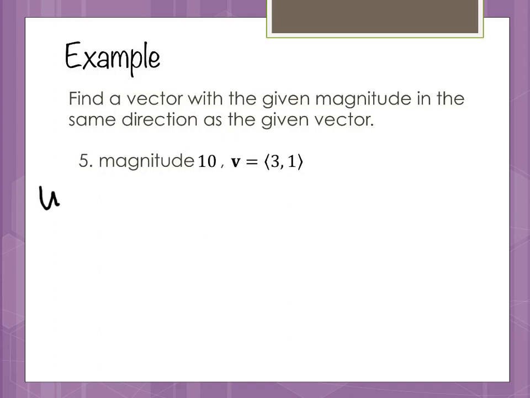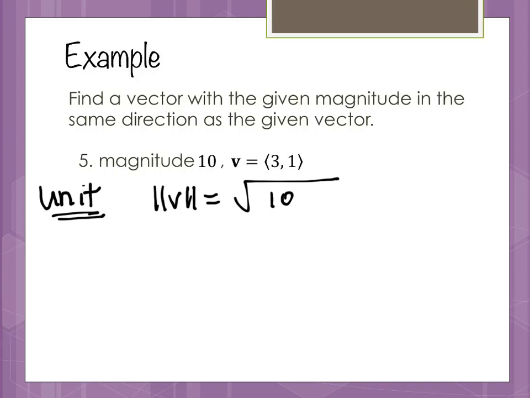So first we're going to find the unit vector. And to find my unit vector, I need my magnitude. So let me write it this way. Right? That's the magnitude notation. So what is the magnitude of the vector 3, 1? Square root of 10, right? 9 plus 1, this is square root of 10.